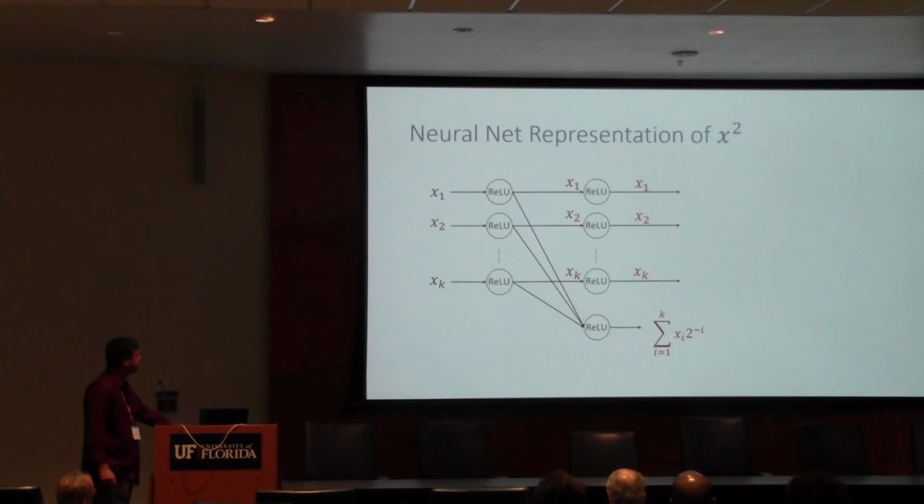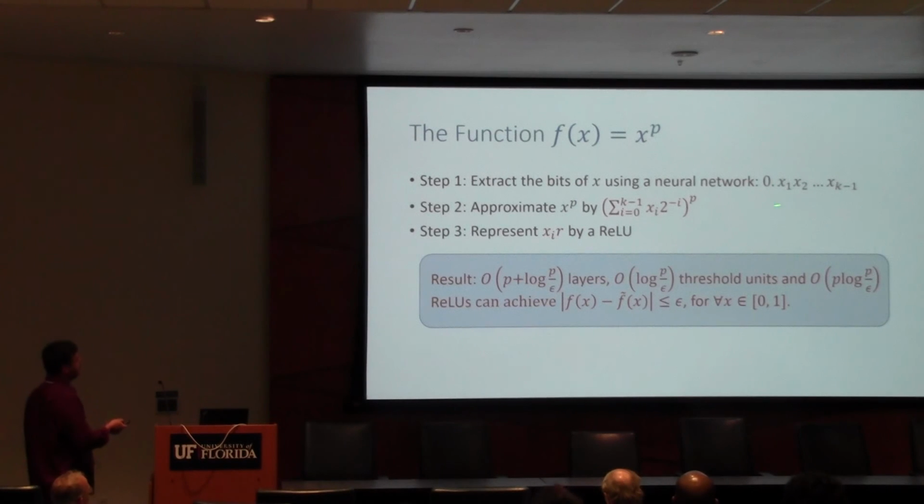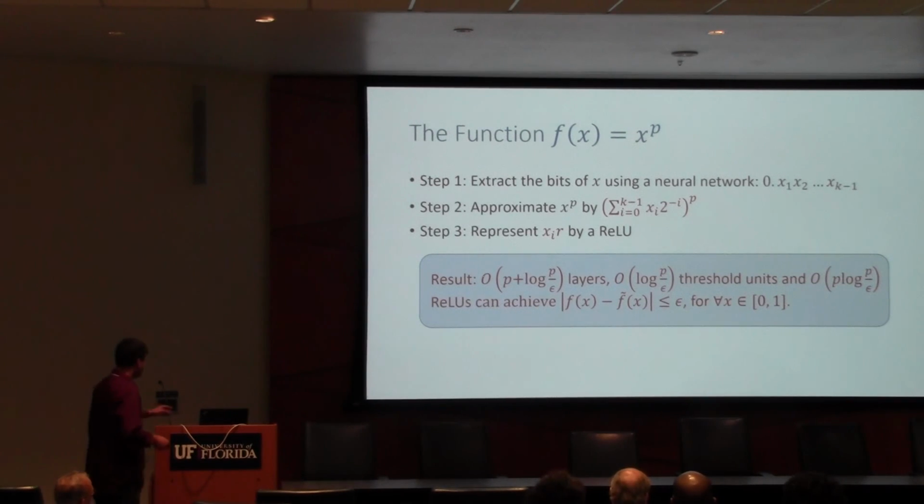If I want to see it pictorially, it is like this. I'll skip that. Extend the same idea to x power p: extract the bits, raise it to the power of p. Each of these, you'll have lots of terms involving x times r, and then you can go through the same argument and show that. So now there will be a dependence on the order of the polynomial, which I did not show originally.